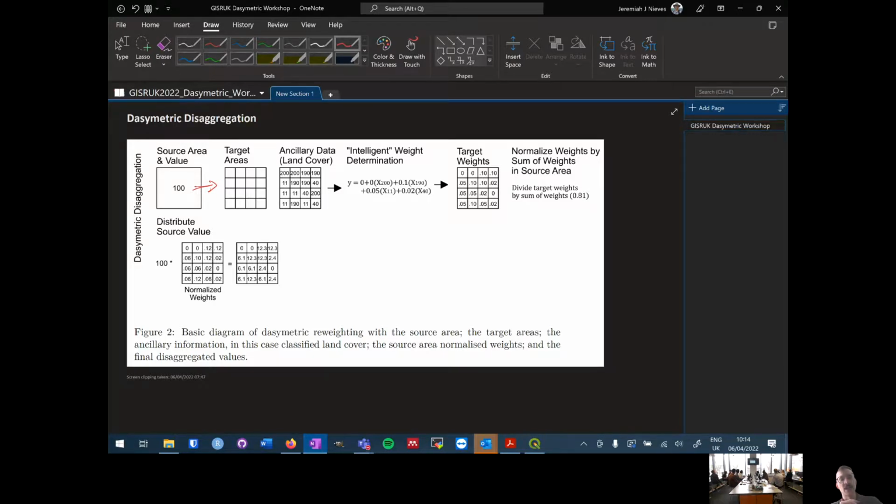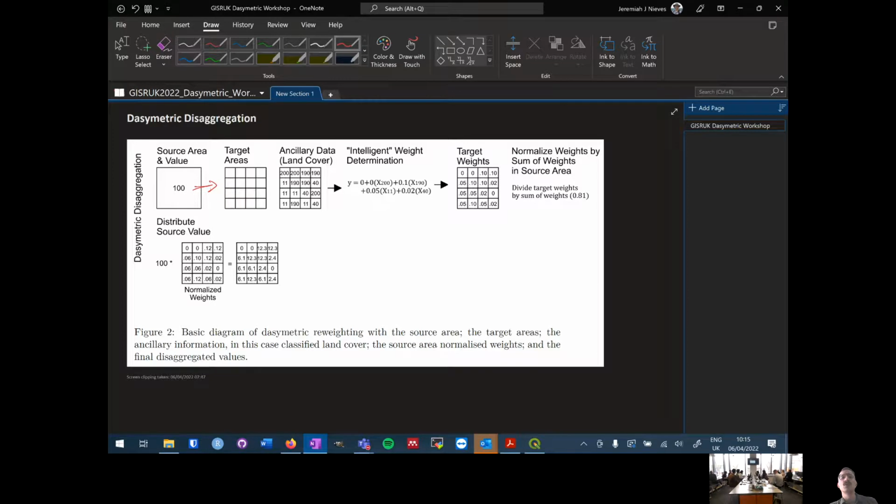Another type of Dasymetric disaggregation, which is the one we're going to focus on here, is called Intelligent Dasymetric Disaggregation. And I don't think you can see me while sharing screen, but I'm putting air quotes around "intelligent." It gives it more credit than it should. It's essentially you're using some sort of statistical model to determine weights, whether that's a linear regression and getting weights from coefficients, or a machine learning method like random forest to determine the weights, etc.